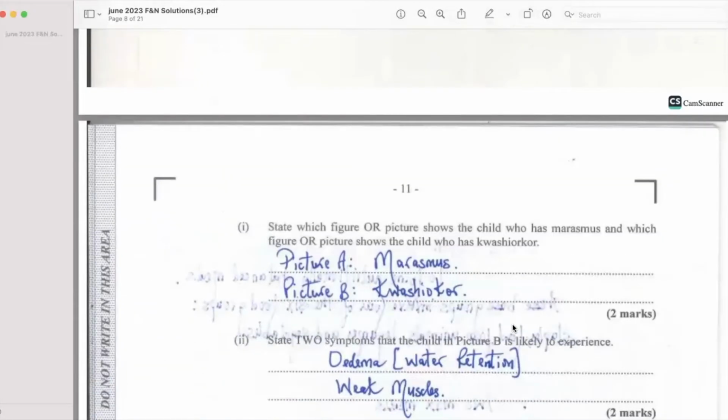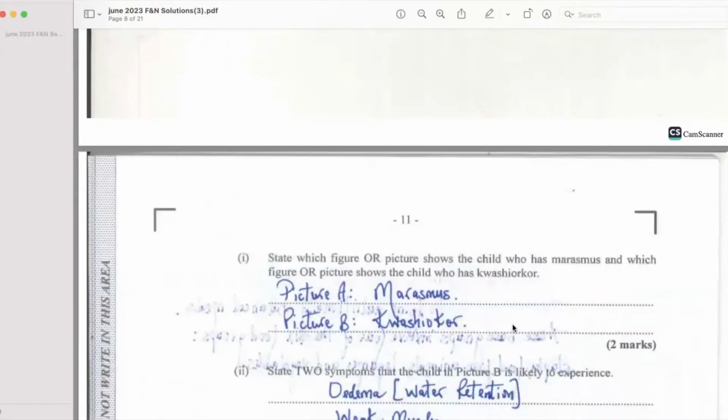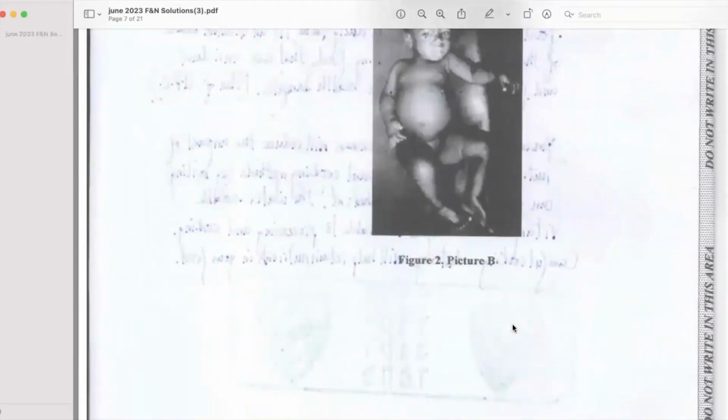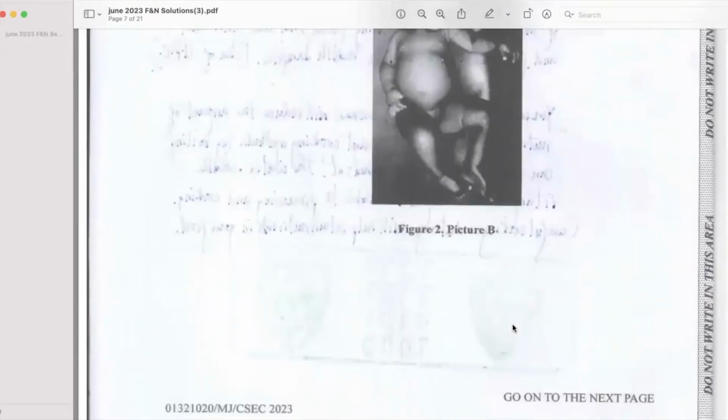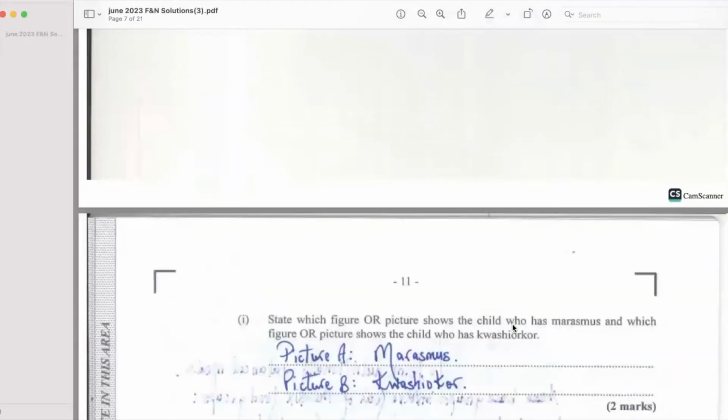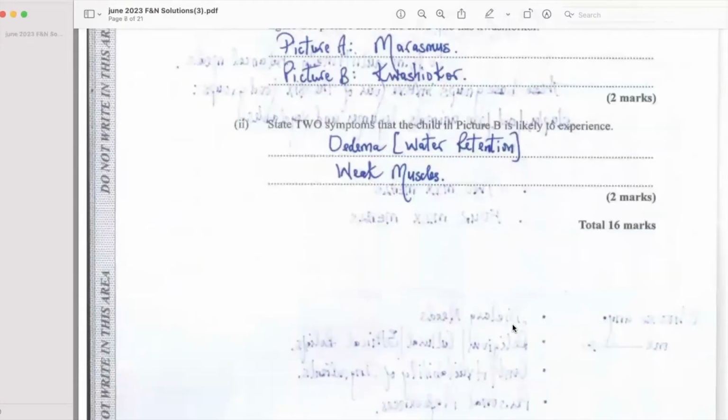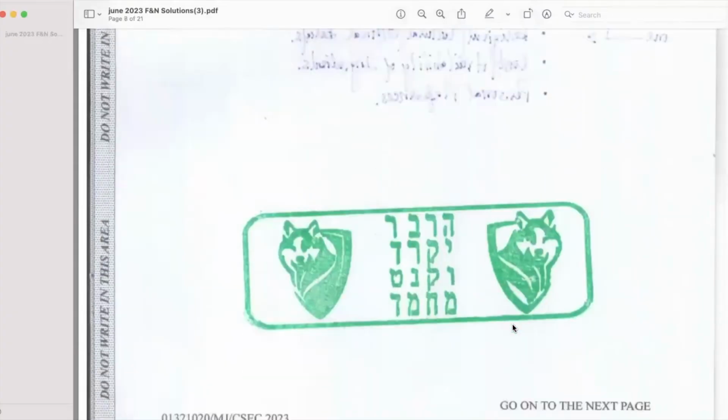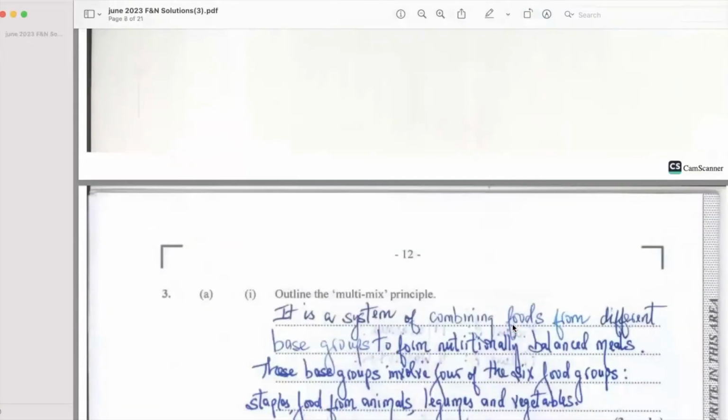All right, so they say to just tell us which one is A and which one is B, and the answer is there. State 2 symptoms of a child in figure B, and figure B will be kwashiorkor, right? So the abdomen will be swelling and the muscles are weak. If we look at it, let me go back to the photo. As I said, the belly is swollen, they call it the abdomen, yeah? And then they have weak muscles. 2 marks. And let's go to the next question.